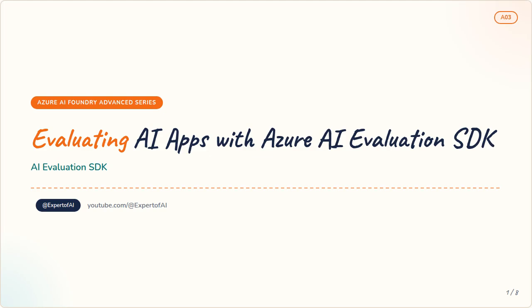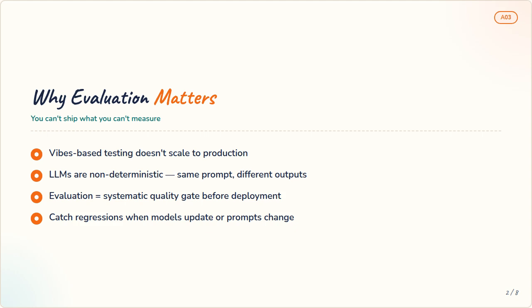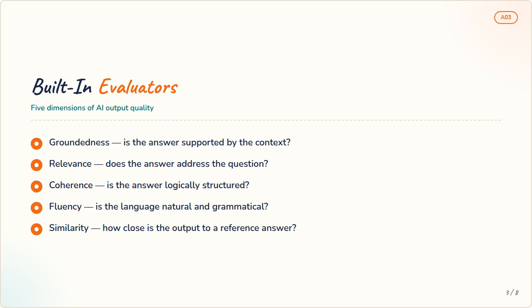In this video, we cover the Azure AI Evaluation SDK, Microsoft's framework for measuring AI application quality at scale. Manual spot checking doesn't scale. LLMs produce different outputs on every run, so you need systematic evaluation to catch quality regressions before they reach users. The Azure AI Evaluation SDK gives you a repeatable, automated quality gate.